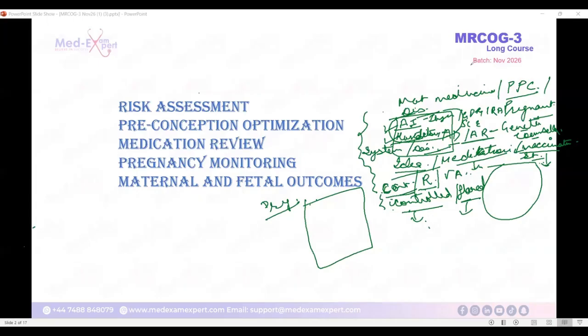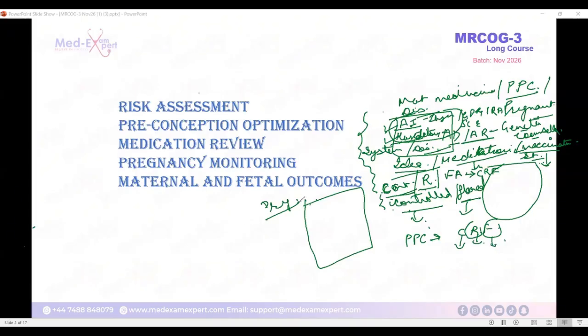Okay. So folic acid also you have to keep in mind. Okay. So we give this mnemonic CRF. So make sure that in pre-pregnancy counseling, you are asking about CRF: contraception, rubella vaccination and folic acid.